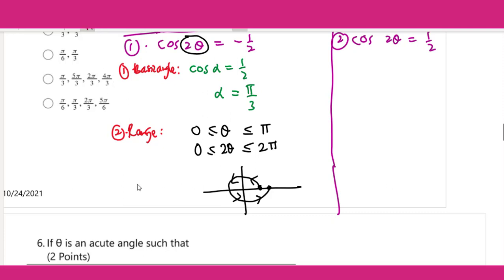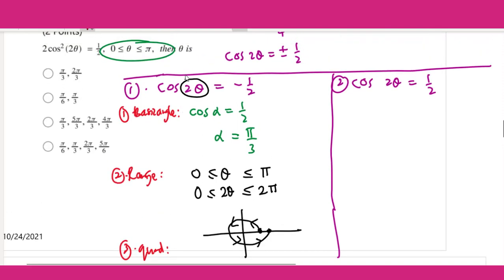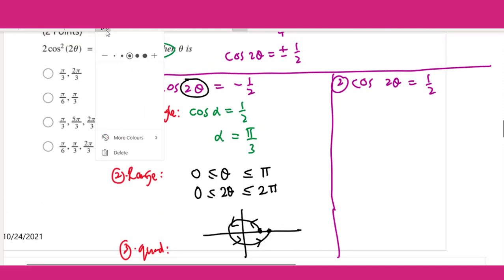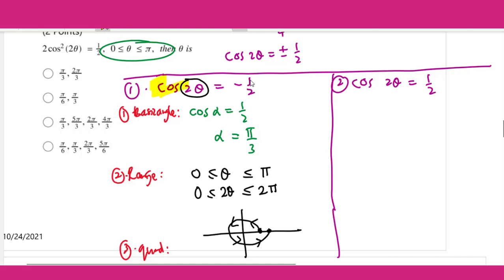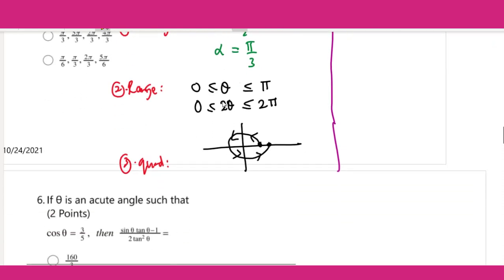The third is quadrant. Check the quadrant before you find the basic angle. This one is cos negative. Cos negative means that theta lies in the second and third quadrant. So write down the lines here and here. Here is basic angle alpha. So your answer should be 2 answers. Then list down the answers.